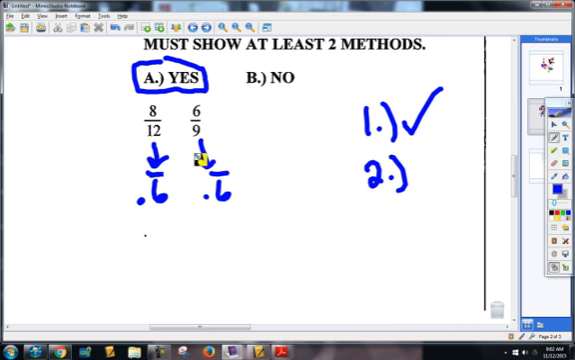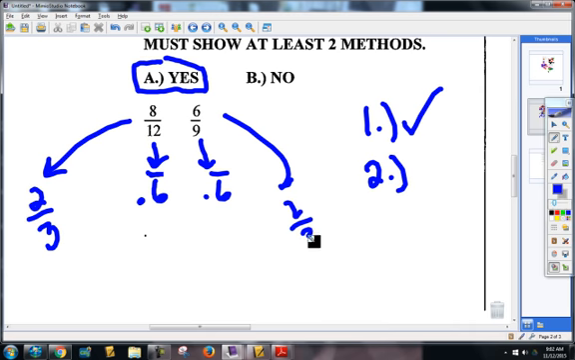Number 2, I'm going to simplify. When I simplify that, it gives me 2 to 3. When I simplify that, it gives me 2 to 3. There's check number 2. Okay, check number 3, remember, is the cross products. 12 times 6 is going to give me what? 72 and 72. There's check number 3.